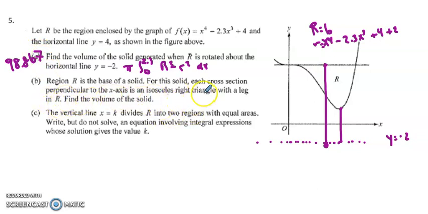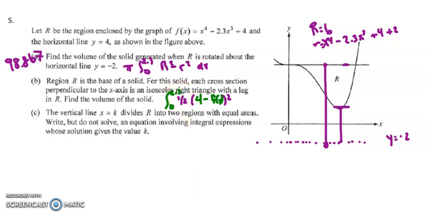Region R is the base of a solid, and each cross-section perpendicular to the x-axis is an isosceles right triangle with a leg in R. So the area of an isosceles right triangle is 1/2 times the base squared. And the base is a leg. It's not the hypotenuse, so we're good there. And then we just need, effectively, this curve minus this curve. So that's going to give us 4 minus the f of x curve. And of course, I'm going to integrate that from 0 to 2.3.